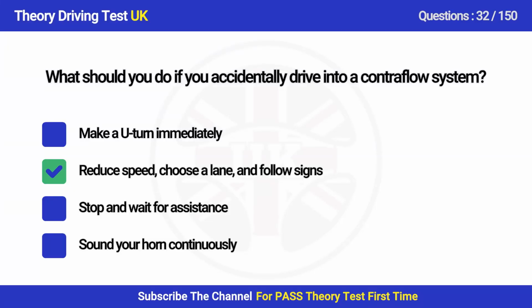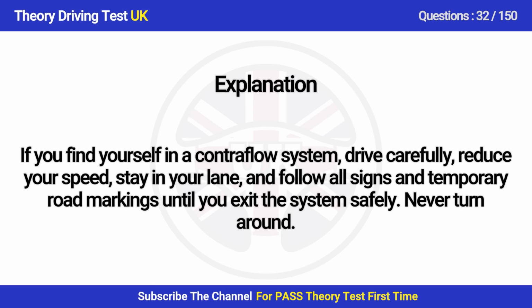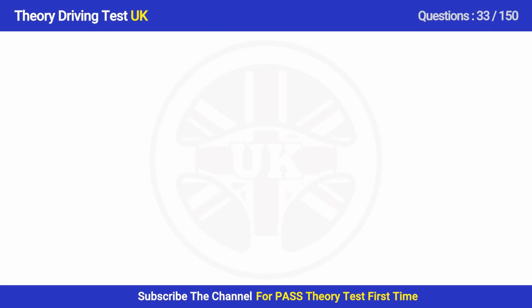Answer is B. Reduce speed, choose a lane and follow signs. If you find yourself in a system, drive carefully, reduce your speed, stay in your lane, and follow all signs and temporary road markings until you exit the system safely. Never turn around.